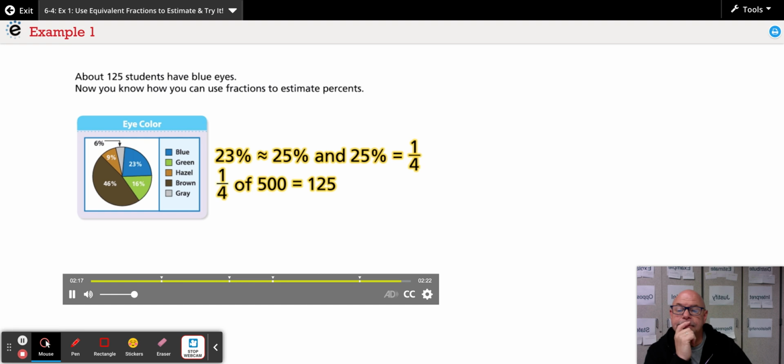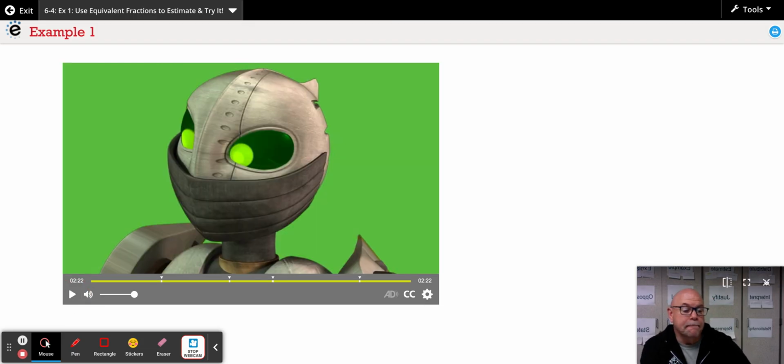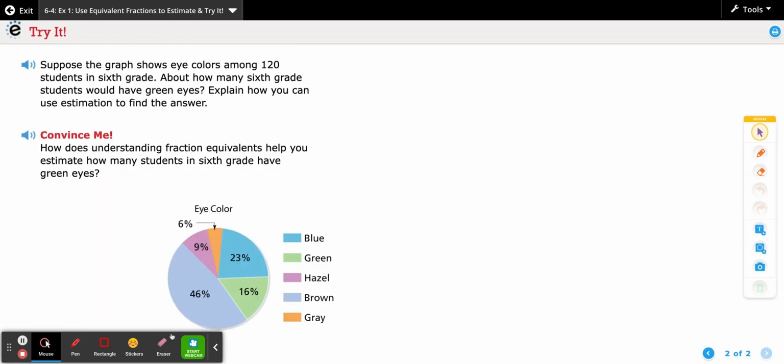Now you know how you can use fractions to estimate percents. All right, they didn't have us do it, but for hazel eyes right there, what would you estimate 9% to be closest to? I think that's pretty obvious. That's pretty close to 10%. And so 10% of 500, you just move that decimal point 1 place to the left, and it would be 50. All right, go to the try it.